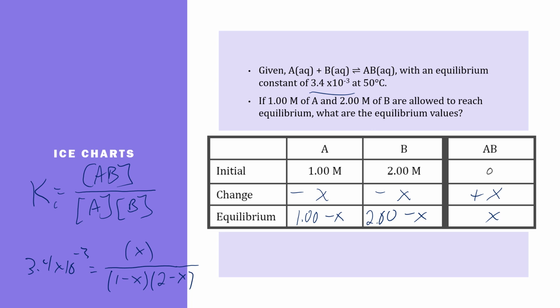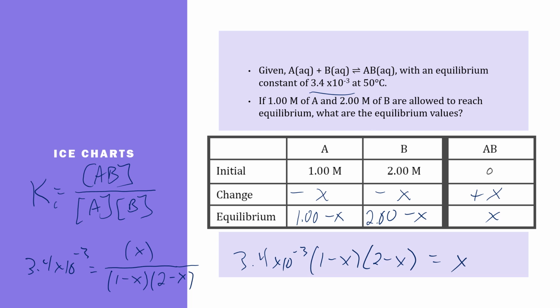And because the AP Chemistry exam now allows calculators on the whole entire test, it makes it very straightforward if you have a graphing calculator. One way that I like to show my students, because it seems to kind of click in their brains, is that I try to get rid of fractions. So we do 3.4 times 10 to the negative 3 times 1 minus x times 2 minus x equals x.